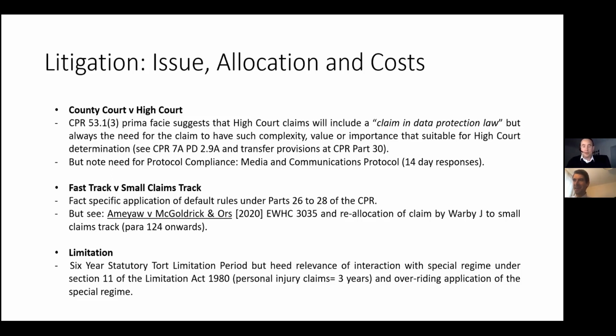From our point of view, we're finding data protection claims are an ever increasing source of litigation. I think the courts are still relatively unfamiliar with these claims. I think they tend to be put on the fast track for that reason at the moment.